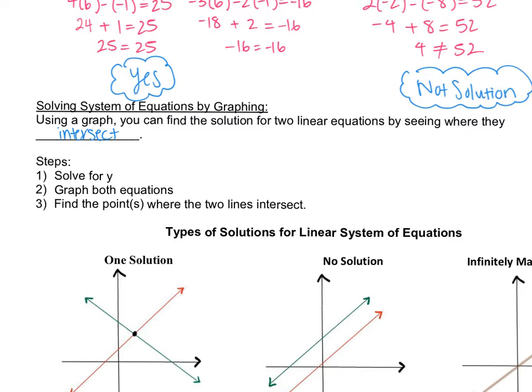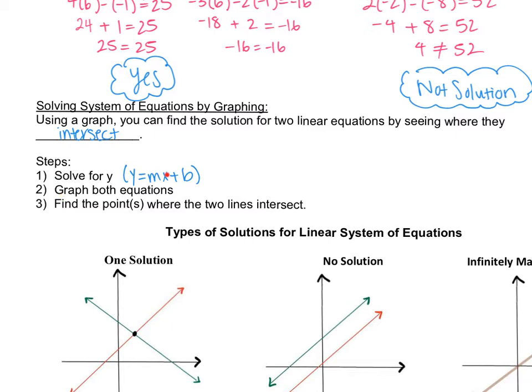So to do this, there are 3 steps you need to make sure you do. The first part is to solve for y. It's easier to graph an equation if you have the y by itself, in the y = mx + b format, or the slope-intercept format.